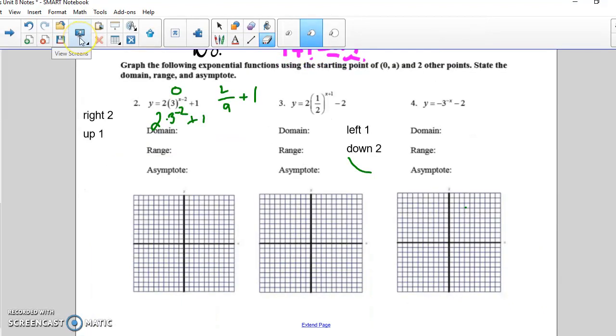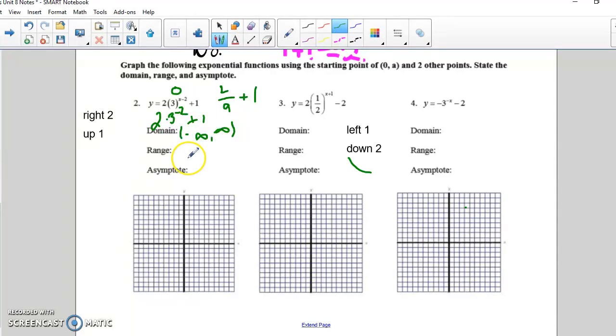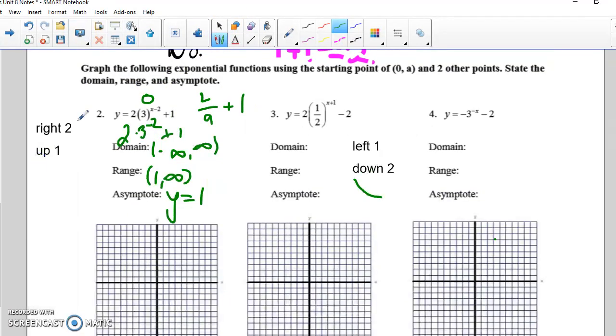So let's identify next our domain and our range. Our domain we know is going to be negative infinity to infinity. And our range, well, since we moved it up 1, that means we start at 1 and we can go to infinity because this is exponential growth. And our asymptote we know is y is equal to 1. So let's graph it. I'm going to zoom in, make it a little bit easier to see.